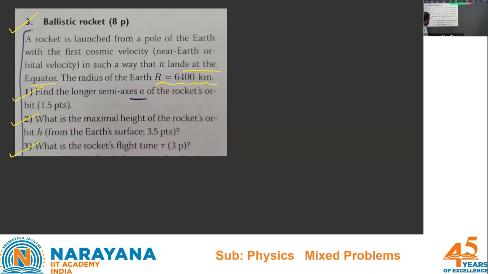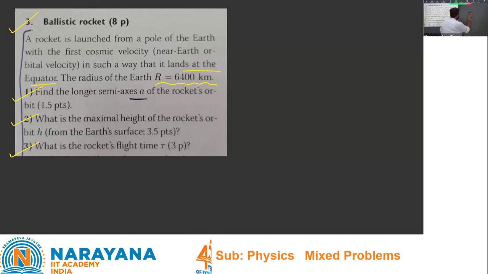We need to find out the longer semi-axis of the rocket's orbit, first part. Secondly, we want to find out the maximum height of the rocket's orbit from the surface of Earth. And third, he is talking about the rocket's flight time.